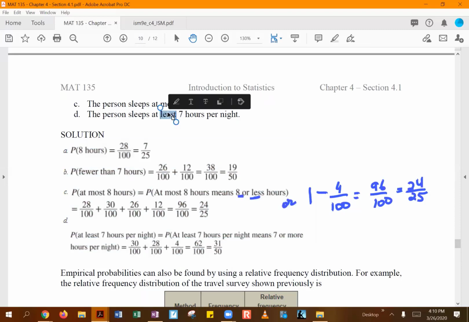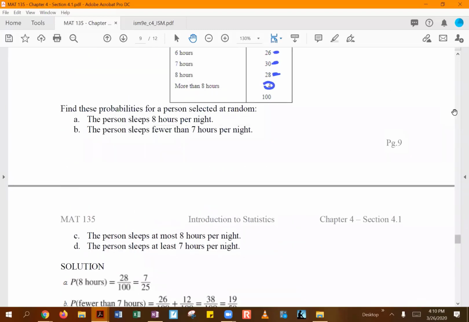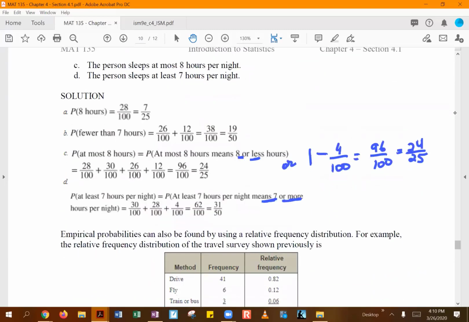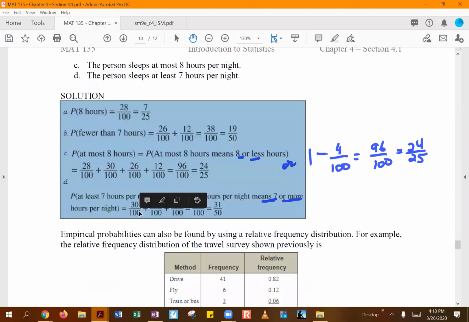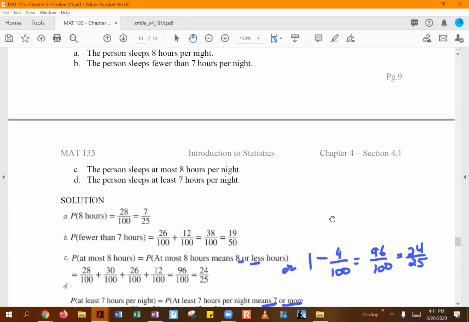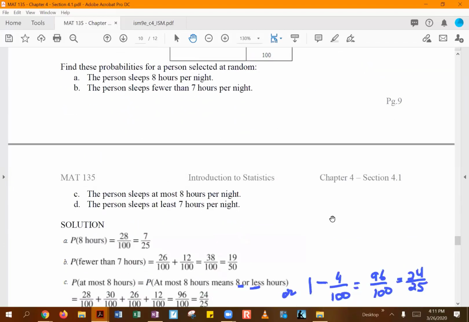Part D here is saying the person sleeps at least, which means at a minimum of 7 hours or more than 7 hours. So for a minimum of 7 hours, let me get rid of this here, you would have 7 and more than 7. So that would again be 30, 28, and 4 added together, which is what gives you the final result here, which is 62 out of 100 or 31 out of 50. So you can kind of see how we calculated these probabilities here.